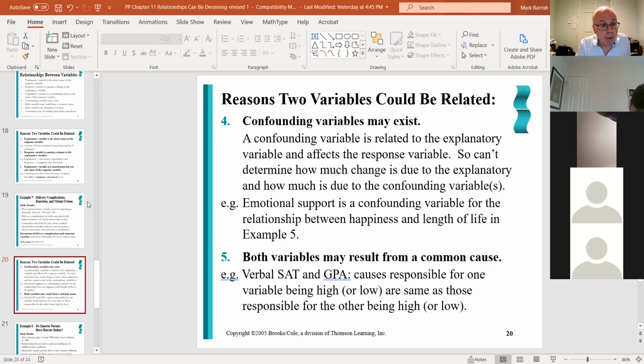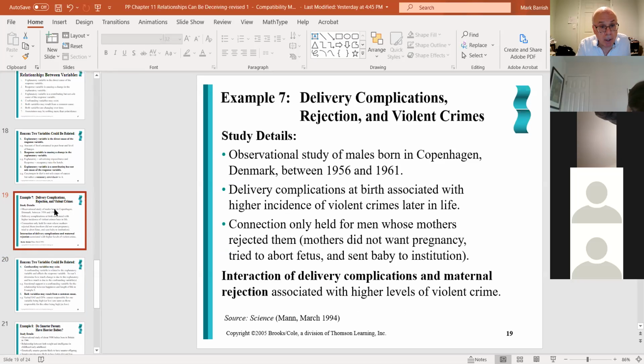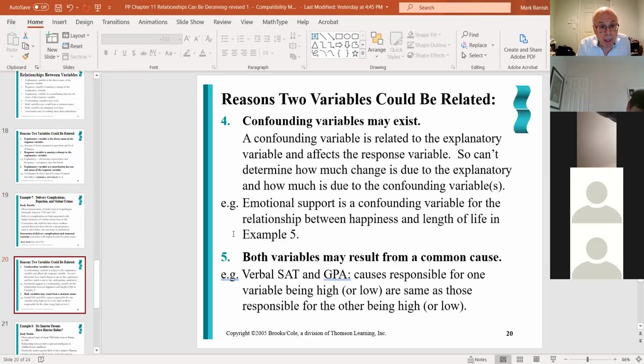All right. Now, these are just examples of those 7 examples, things that we were just talking about. Confounding variables may exist. Here's 4, 5, and 6, I think. Confounding variables related to the explanatory variable and affects the response variable. That could explain why there's correlation between the explanatory variable and the response variable, because there's a third variable there, the confounding variable, that is related to the explanatory variable and is also affecting the response variable.